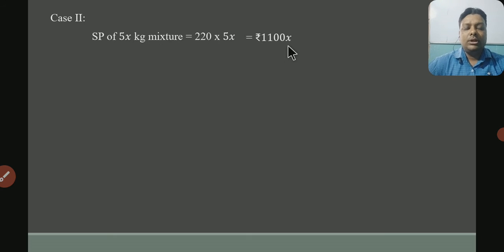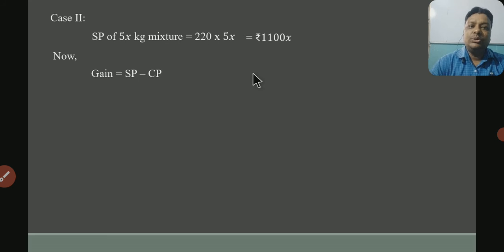So now we have got the CP of the whole mixture and the SP of the whole mixture, and clearly SP is greater than CP, so there is a gain. So here we can use the formula gain equals SP minus CP. 1100x minus 550x, it means it will be rupees 550x. So now we have got the gain.